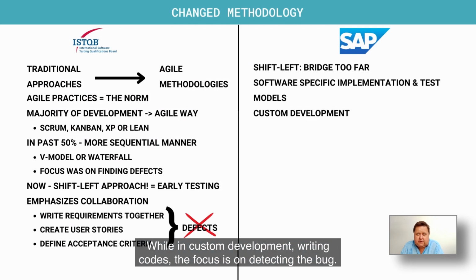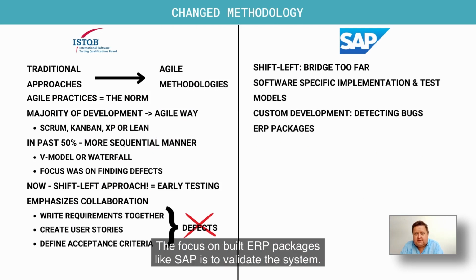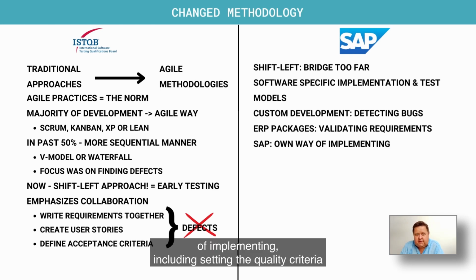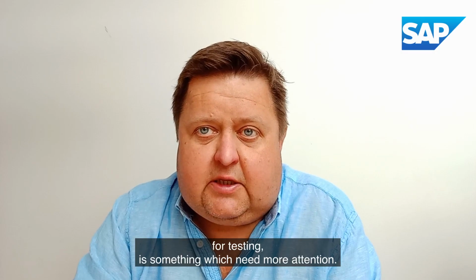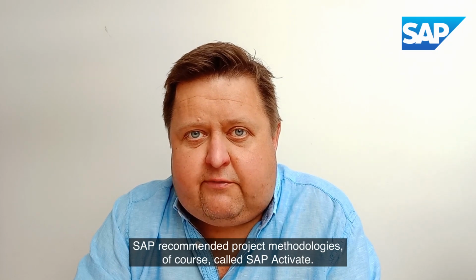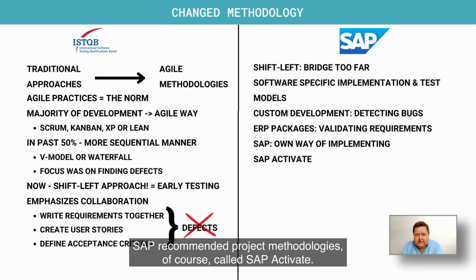While in custom development, writing code, the focus is on detecting the bug, the focus on built ERP packages like SAP is to validate the system. The fact that SAP announced its own way of implementing, including setting the quality criteria for testing, is something which needs more attention. SAP's recommended project methodology is of course called SAP Activate.